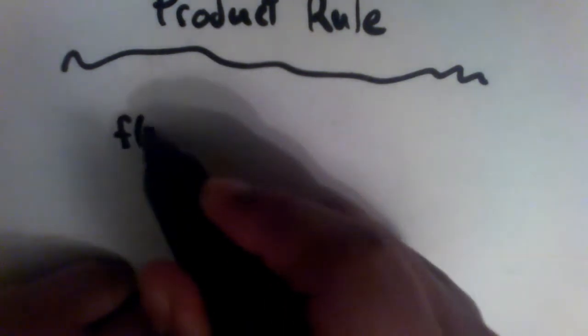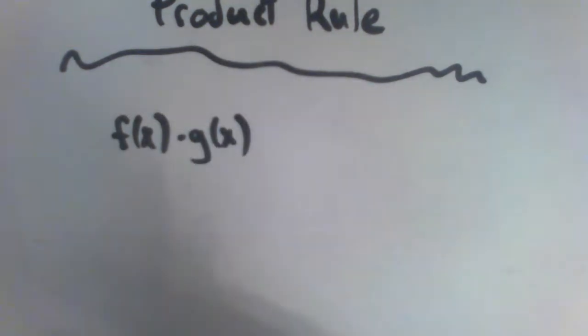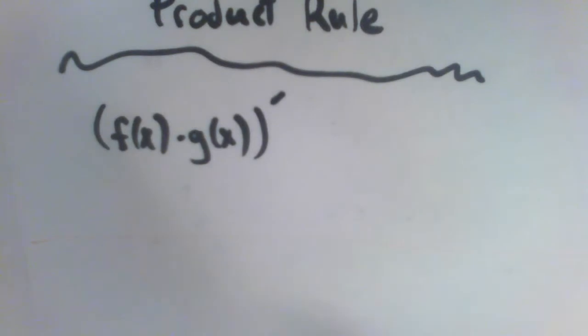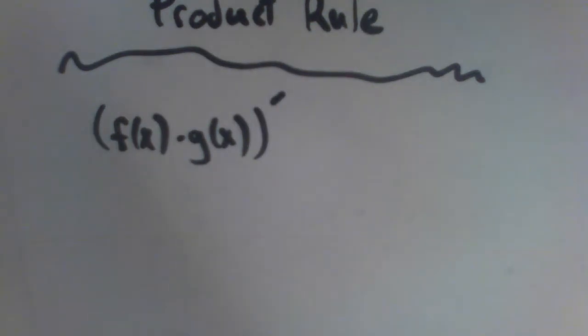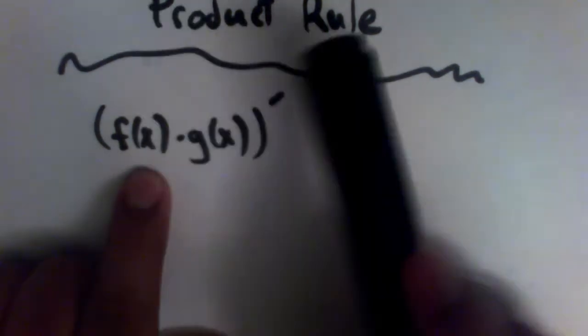It just means that, let's say we have some arbitrary function and we'll call that f of x, right? And then we decide to multiply it by another arbitrary function, g of x, right? And then we decide to take the derivative of this product. If we want to take the derivative of this product, we have to use the product rule.